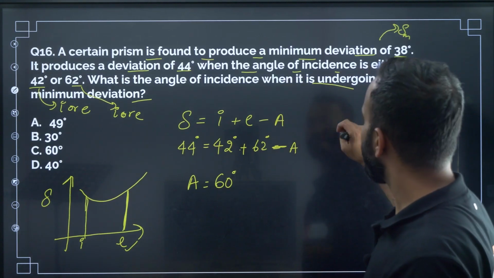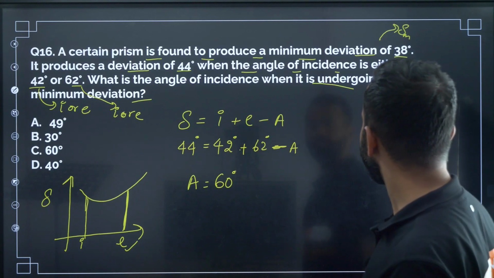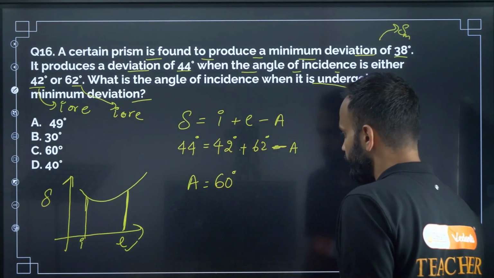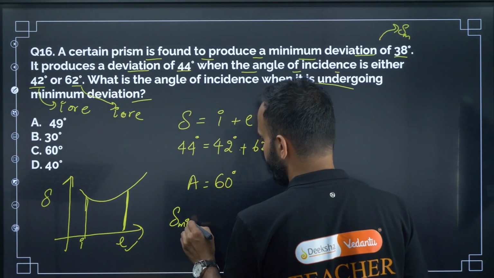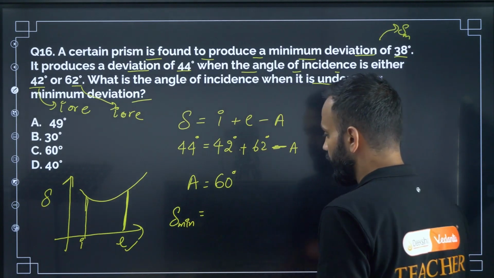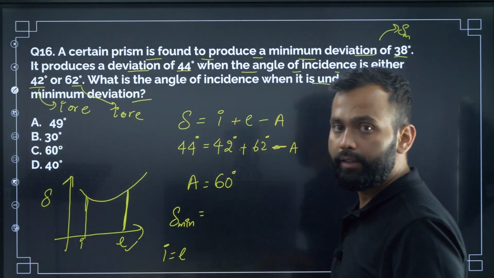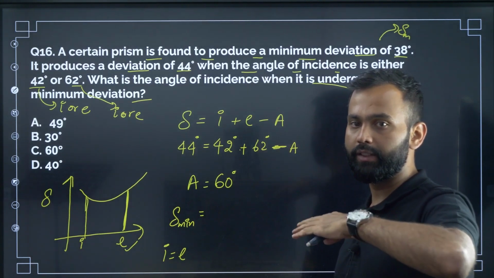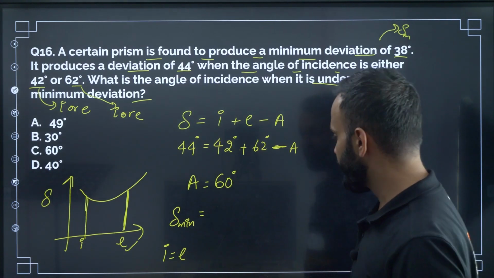So now we can easily find the angle of incidence when it is undergoing minimum deviation, isn't it? So delta minimum is equal to, what is the condition for minimum deviation? I equal to E, right? And the refracted ray which is in the prism must be parallel to the base, right?